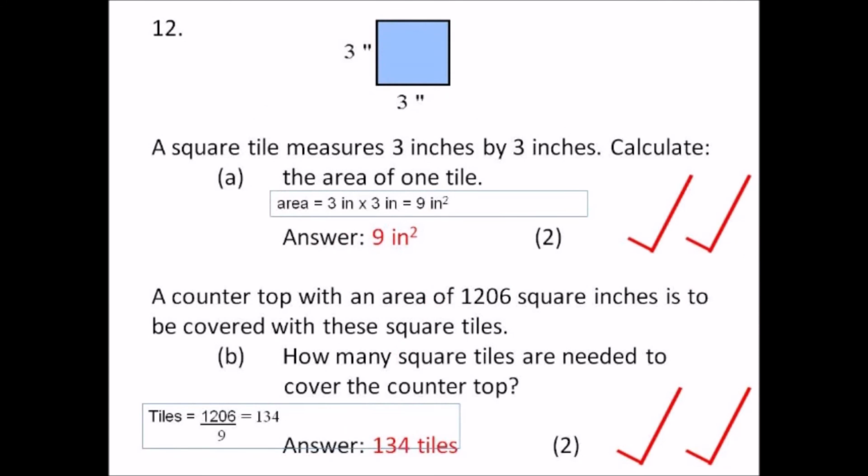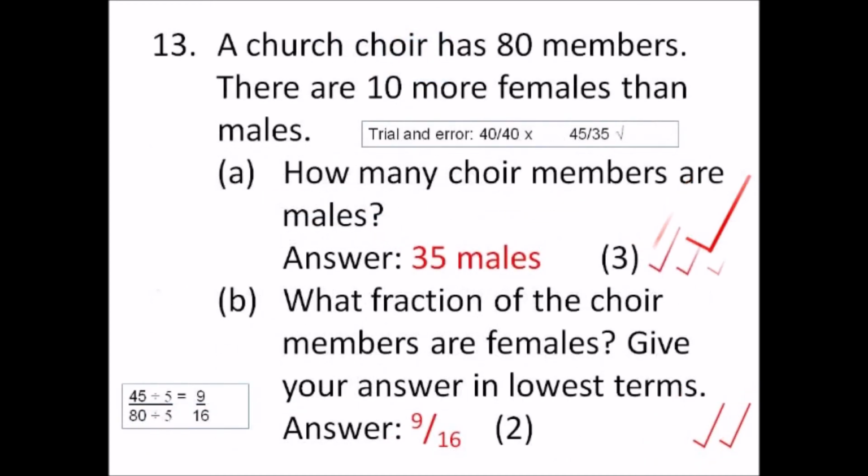The area of a square tile will be 3 inches times 3 inches, which is 9 square inches. And then the second part, you divide 1,206 by 9. You get 134 tiles. 4 big marks there, guys. Hope you got those. I showed you all the working. That's what I need you to show me.